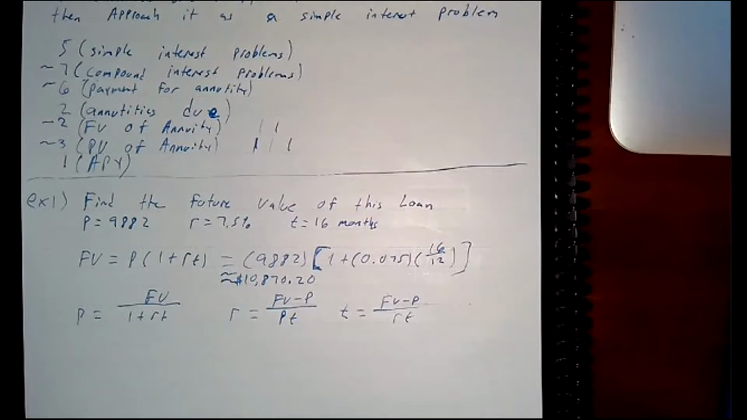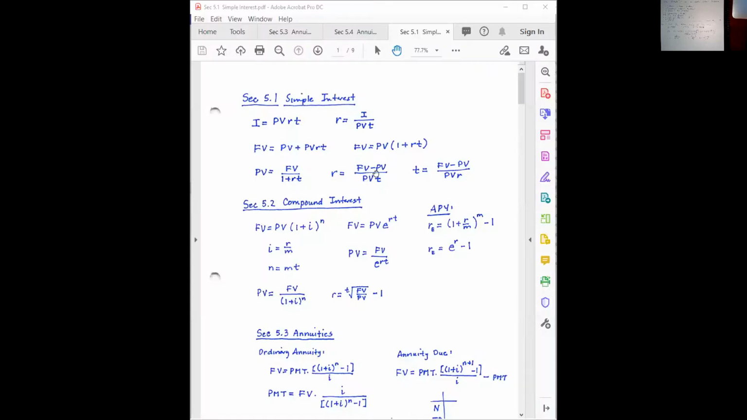Yeah, here we are. I believe I sent this to you, right? So FV minus PV over PT. Yeah, I called it P, but same deal, right? They have present value and I use principal, but it's the same thing. Time is FV minus P over RP.